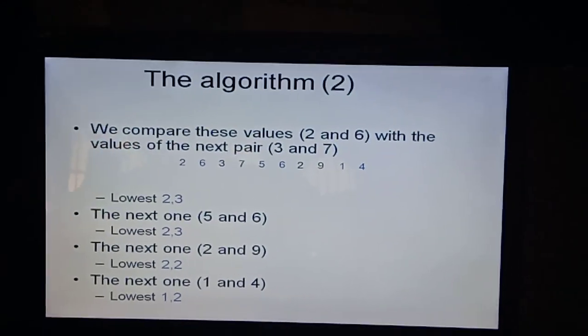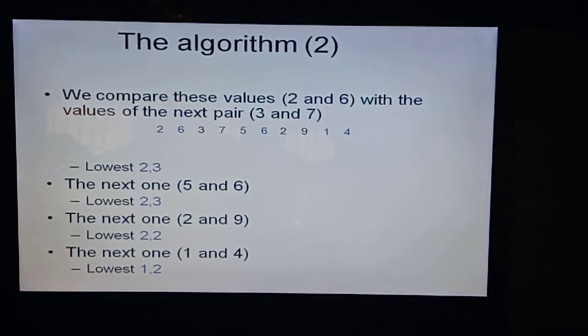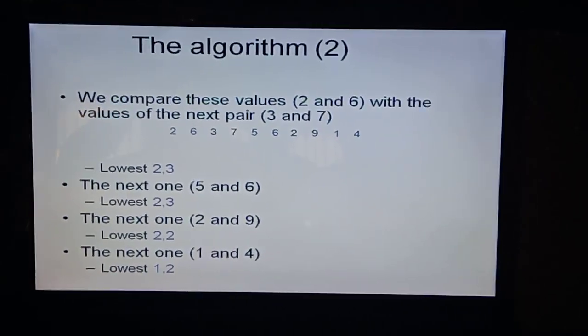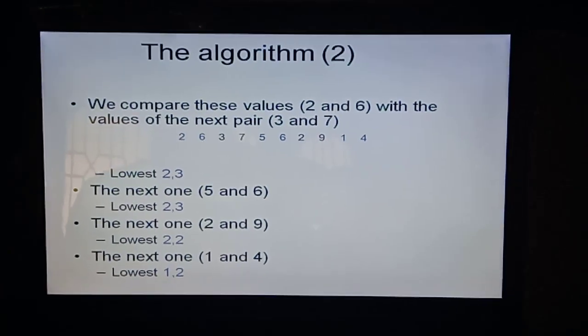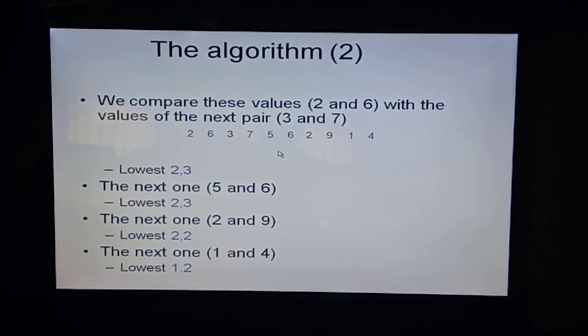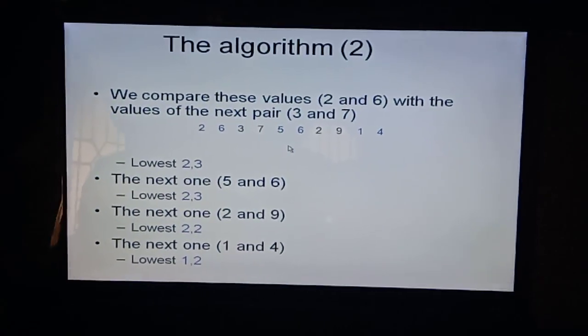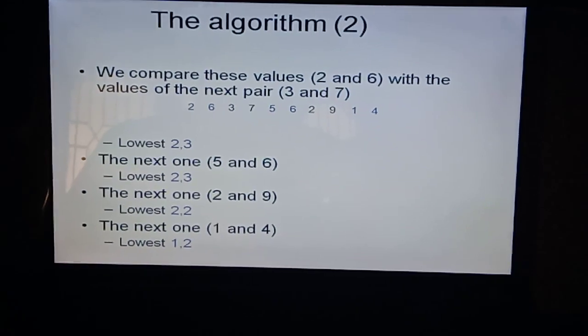So we compare these 2 values, that is 2 and 6, with the values of the next pair. Initially we compared 2 with 6. So here we are combining 2 elements. A pair can be compared with the next pair. So here 2, 6 will be compared with 3, 7.